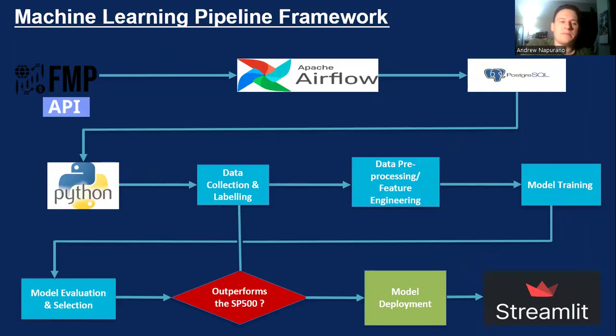And then our machine learning pipeline, we're going to take data from the API. Apache Airflow will automate the ingestion process into Postgres. We'll take that data into Python, read it, do our labeling and data collection, pre-processing, feature engineering, model training, evaluation, and selection. If we outperform, the model will be ready to deploy and put into a user-friendly application on Streamlit. If it does not outperform, we'll have to rerun it through the data collection and labeling process all the way through the end step.